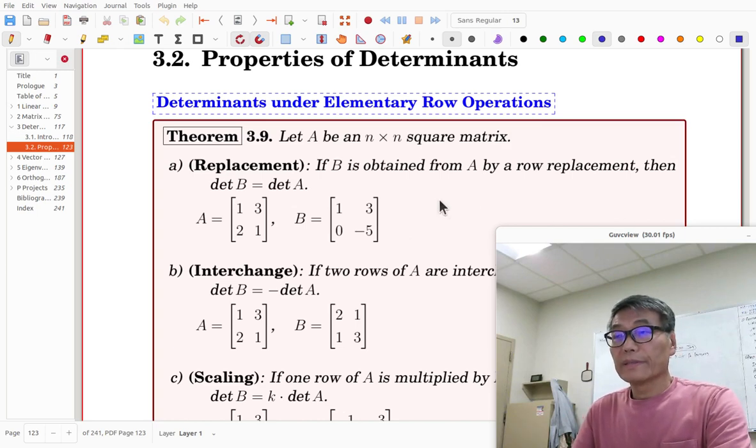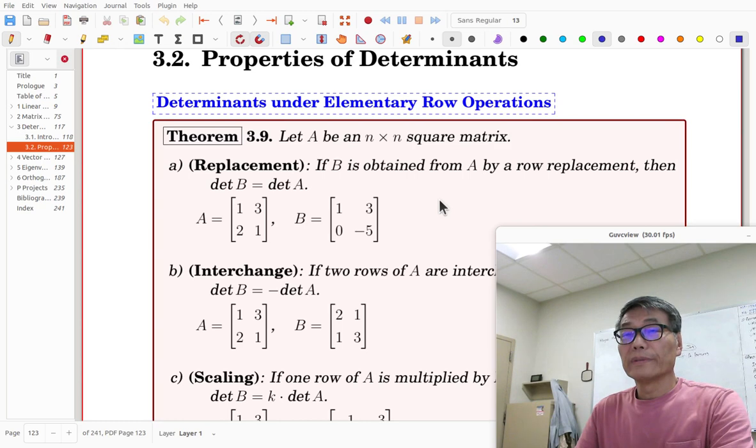It is section 3.2. In this section, we'll consider some properties of determinants, particularly how the determinant changes under elementary row operations. Then we'll define the determinant function and consider its linearity property.